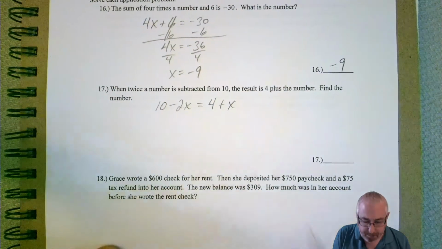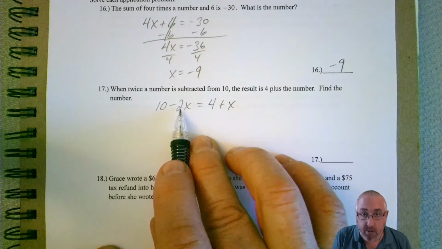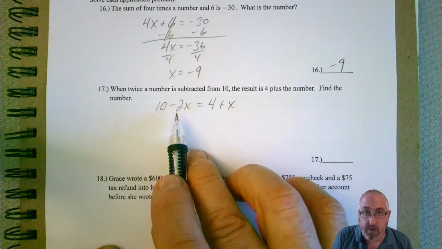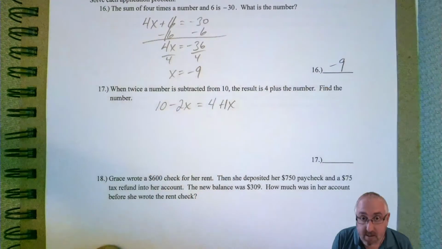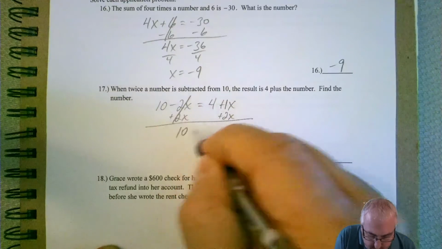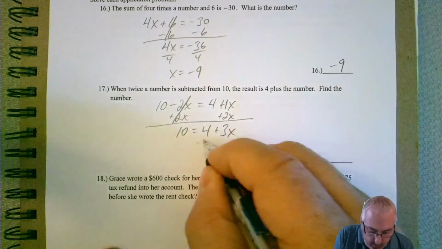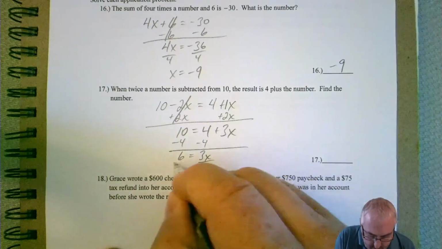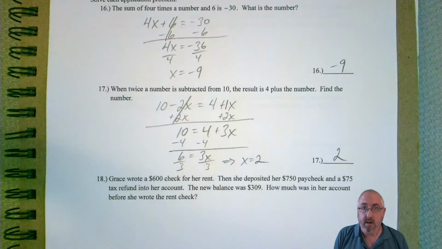Now we can start to solve it. As far as what to move first, we have a choice. We can move the minus 2x, the x, the 4, or the 10. Lots of choices. I like to move the smaller of the two x's. In this case, the minus 2x is smaller than a positive 1x. So I'm going to add 2x to both sides. That gives me this. Now I can move the 4, and then I can divide. So 2 is our answer for that one.